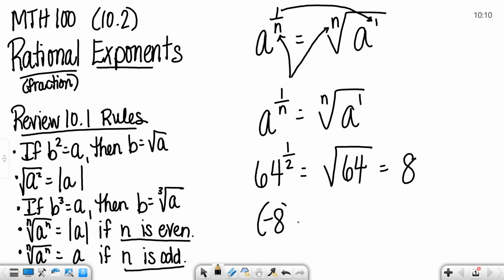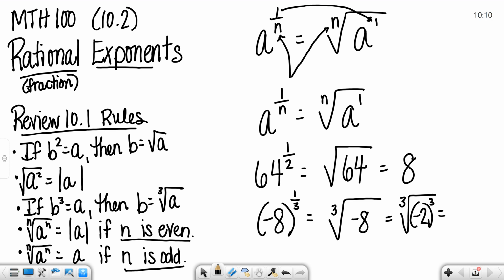Let's try another. If I have negative 8 raised to the 1/3. This time I am going to write that 3, because we do write it when it's not a 2. So we're taking the cube root of negative 8, and again, I'm not going to write the 1 because when the exponent is 1, we don't write that. So the cube root of negative 8, if I think about it like this, that is negative 2 cubed. So now I can use this last rule from 10.1, the nth root of a to the n is a. So I get negative 2. No absolute value is needed because my n value is odd.